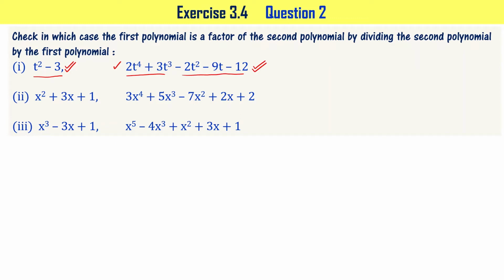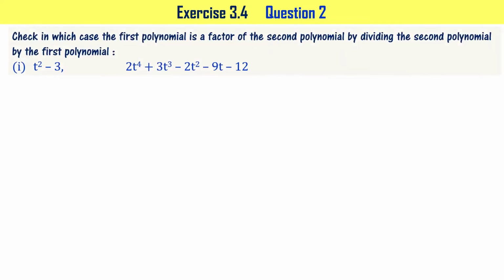Let's start with the first problem. In this particular case, we have to divide 2t to the power 4 plus 3t cube minus 2t square minus 9t minus 12 by t square minus 3. It means this is the dividend and this is the divisor, right? And once you do the division, if the remainder is 0, then you can say that t square minus 3 is a factor of this particular polynomial given, right? Let's do that now.